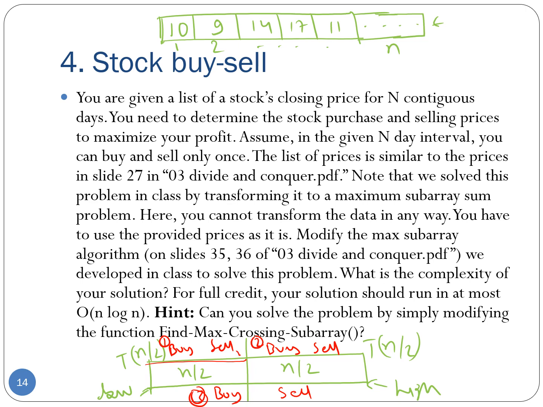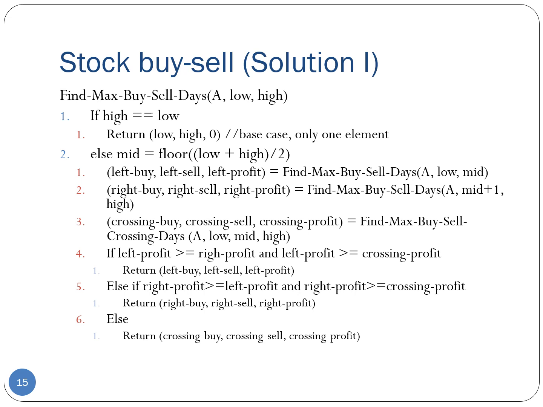The first two cases can be captured by divide and conquer, but this third case, where the buy and sell days cross the boundaries of the division, must be captured as the merge cost, the merging cost of the solutions. So here is the algorithm. It is a very simple modification of the algorithm that we had seen in the class.